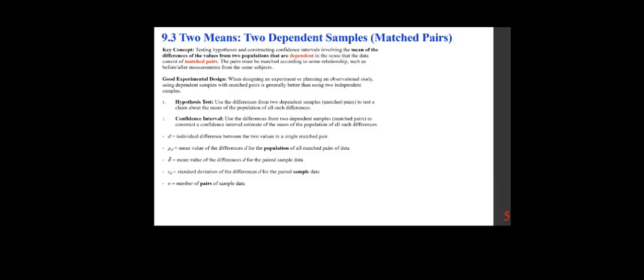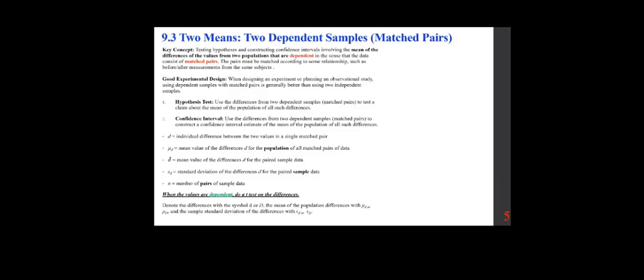D, we want to see what each one represents. d represents the individual difference between the two values in a single matched pair. Mu sub d is the mean value of the differences d for the population of all matched pairs of data. d bar is the mean of those values, just like x bar. s sub d is the standard deviation of the differences d for the paired sample data. n is the number of pairs.